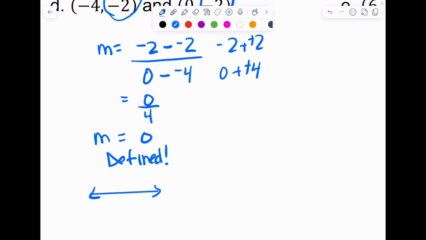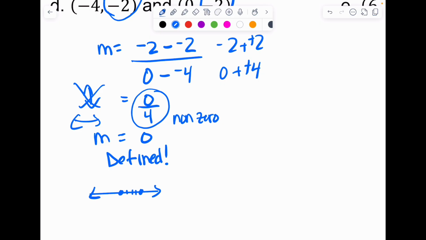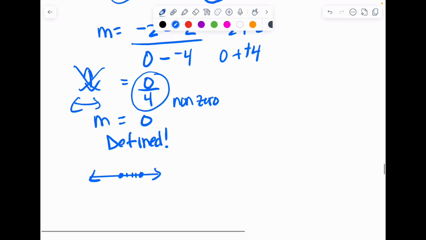If you think of this as 0/4 or 0/1 or 0 over any non-zero number, that means you're not rising. You're not rising. You're just running. So from this point, I don't go up or down. I just go over 4 units and plot another point. So a 0 slope means that you have a horizontal line.